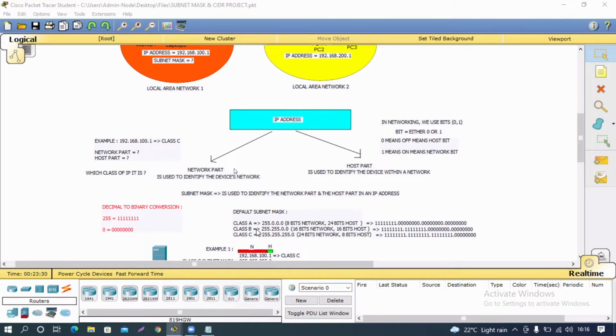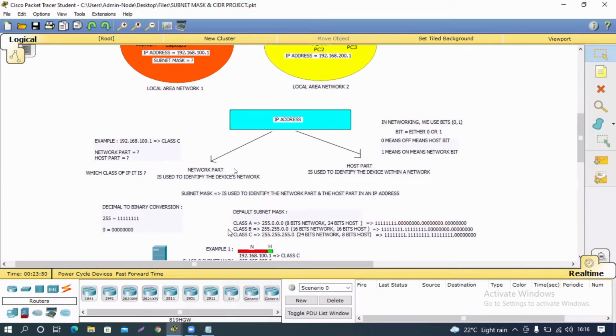So if you see very carefully, this class A 255.0.0.0, can you see the binary conversion over here? This is your 8 ones. This is your 255. Then we have 0. So 8 zeros are coming. Then over here 0. This is 8 zeros. Again, last octet 0. We have 8 zeros.